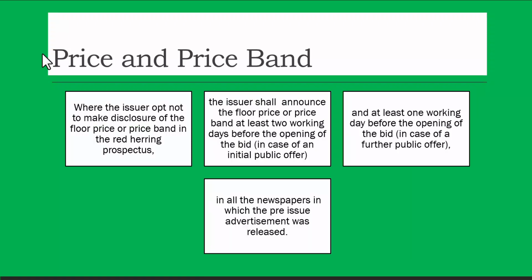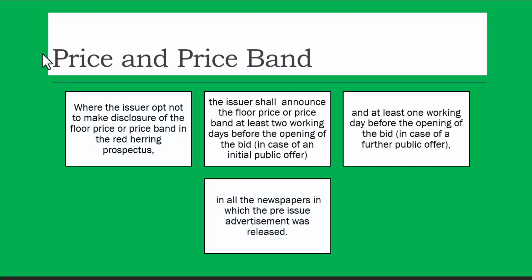But last slide. Price and price band. When the issuer does not disclose the floor price or price band in the preliminary prospectus, the issuer shall announce the floor price or price band at least 2 working days before the opening of the bid in case of an initial public offer, and at least 1 working day before the opening of the bid in case of a further public offer, in all the newspapers in which the pre-issue advertisement is first released.